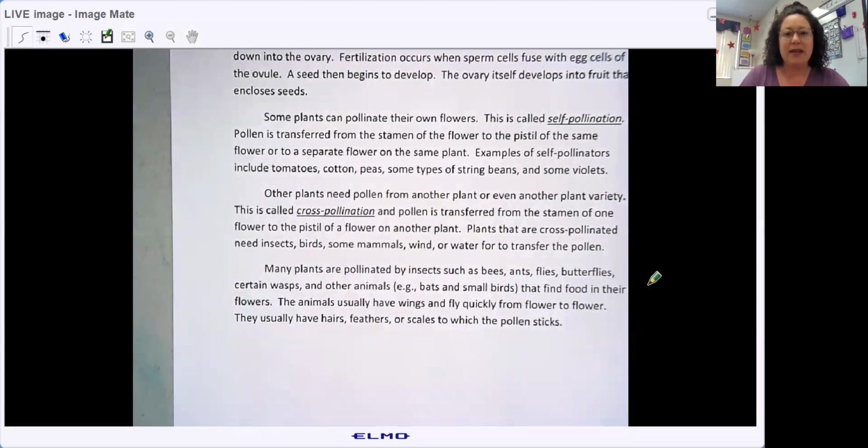Many plants are pollinated by insects such as bees, ants, flies, butterflies, certain wasps, and other animals, e.g., which means example, bats and small birds. The hummingbirds we read yesterday that find food in their flowers. The animals usually have wings and fly quickly from flower to flower. They usually have hairs, feathers, or scales to which the pollen sticks.